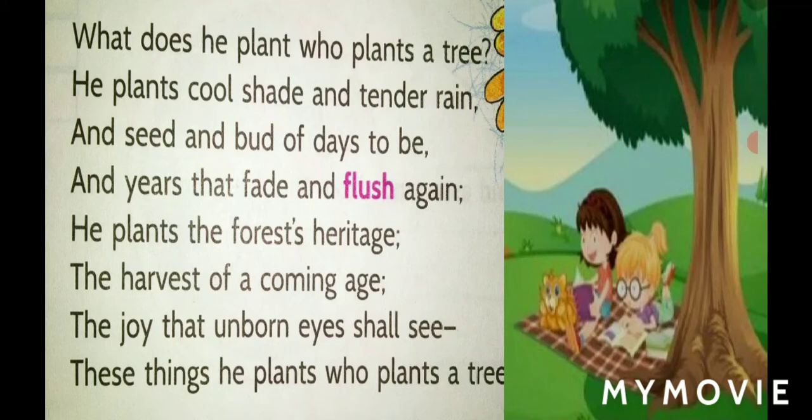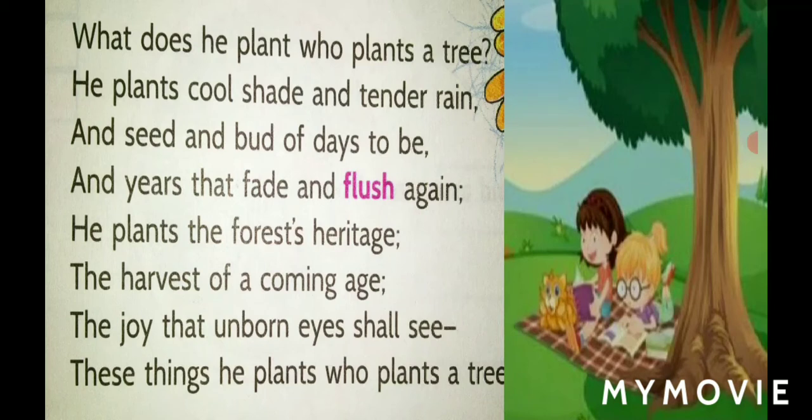Second stanza: what does he plant who plants a tree? He plants cool shade and tender rain, and seed and bud of days to be, and years that fade and flush again. He plants the forest's heritage, the harvest of a coming age, the joy that unborn eyes shall see. These things he plants who plants a tree.